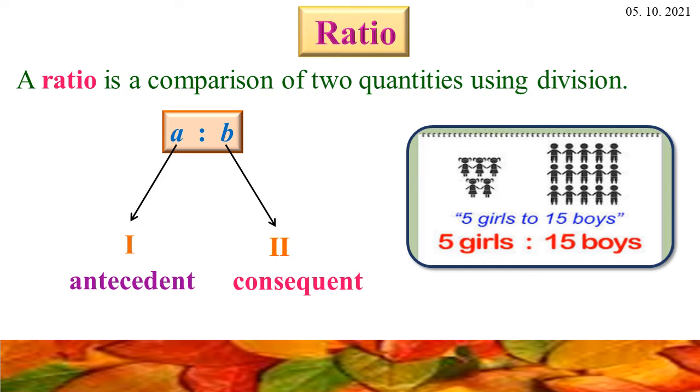Look at a picture. 5 girls to 15 boys. So here total girls 5, here boys 15. How can we write this in ratio format? 5 girls is to 15 boys. This is ratio format.